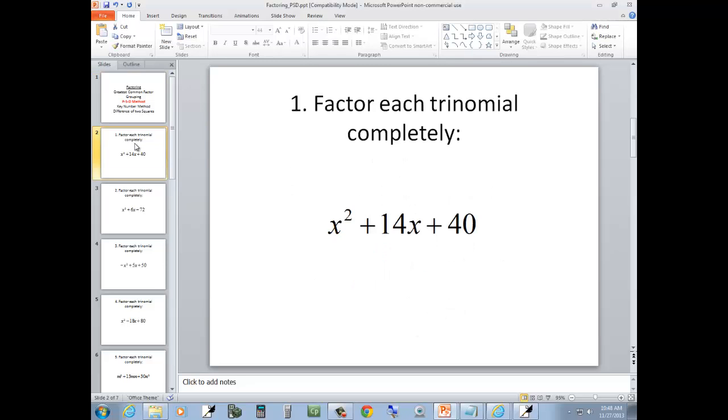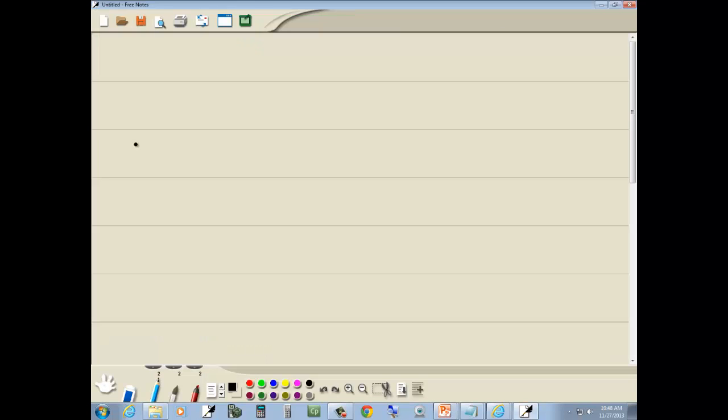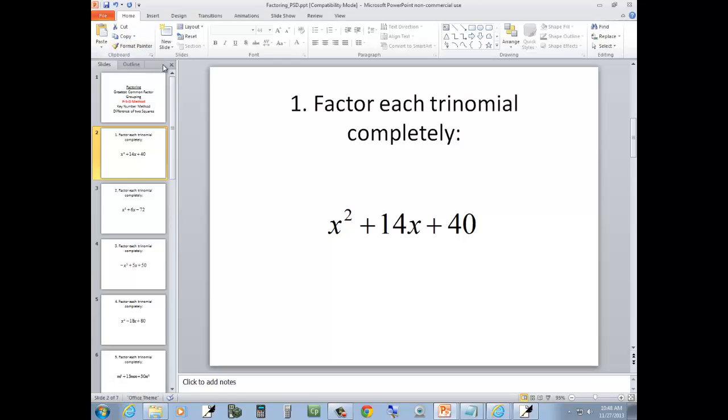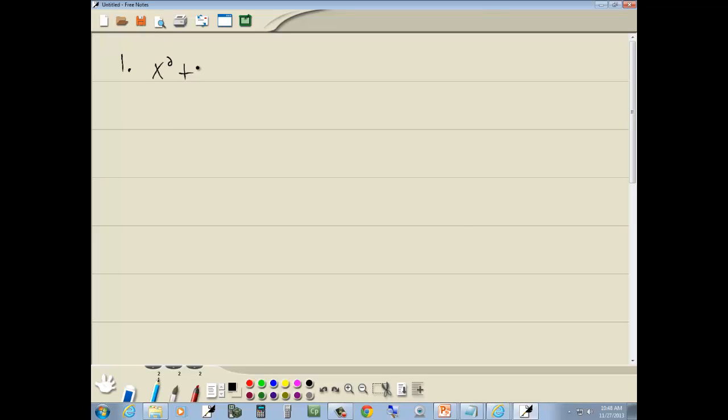Let's take a look at our first problem here. We got x squared plus 14x plus 40. Now notice the form. We have 3 terms, x squared, x, no number in front of our x squared. That's when you use the PST method. Now some people learn this and do it in their heads, and that's fantastic. If you can do it in your head, then you're above a lot of students. I'm going to show you a method you may not have seen before.